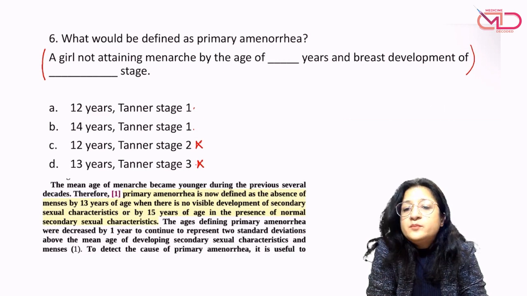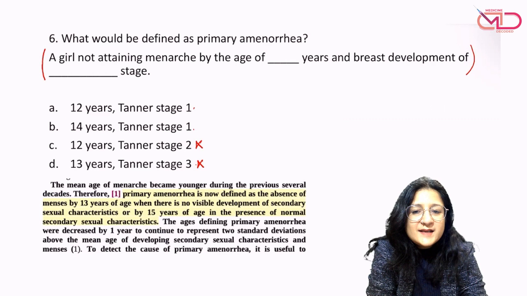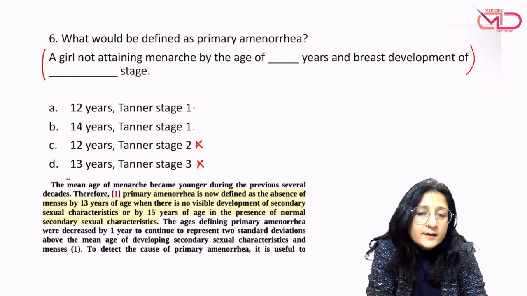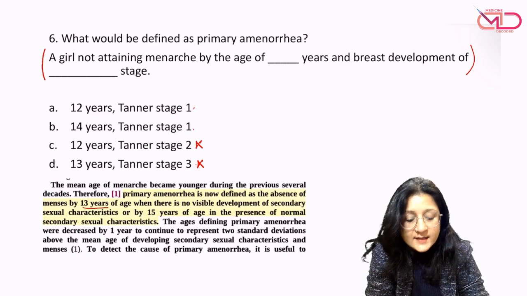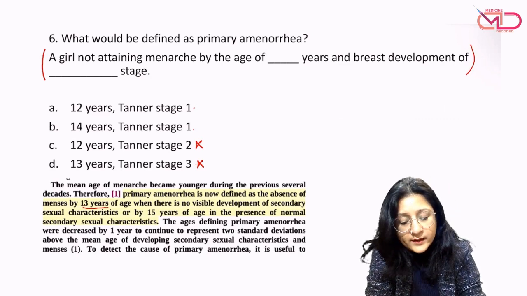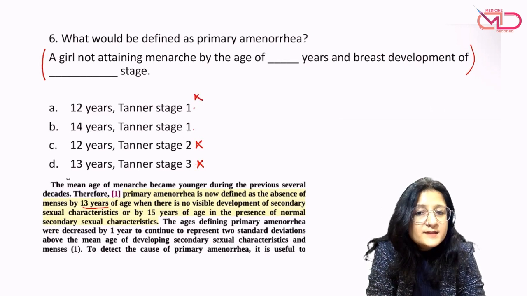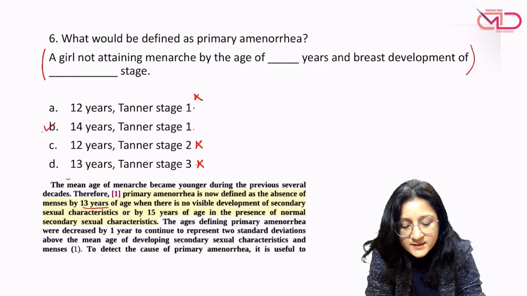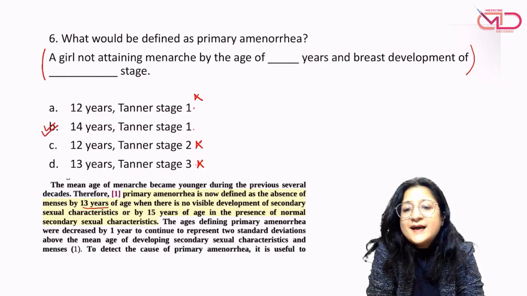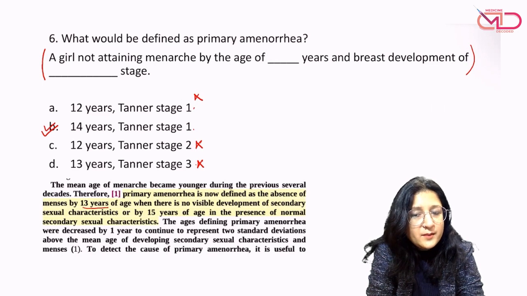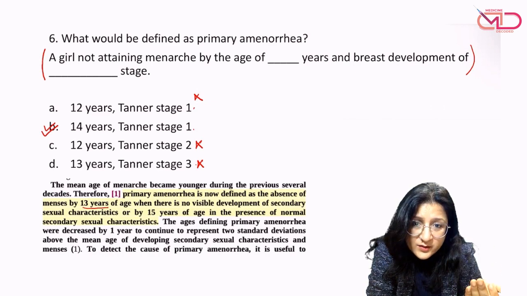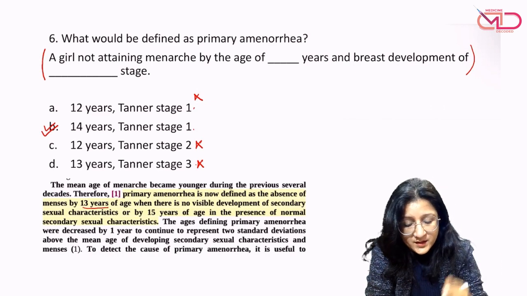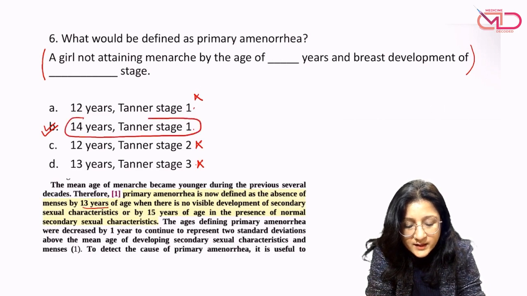Now, option number A and B. 12 years Tanner stage 1, 14 years Tanner stage 1, right? Now, if a young girl is 12 years of age and she has prepubertal breasts, I will not call it primary amenorrhea because the age is 13 years when I should be calling it primary amenorrhea. So, 12 years Tanner stage 1 is out. So, the closest that we have is option number B, 14 years Tanner stage 1. This would be defined as primary amenorrhea because she has crossed the cutoff threshold age of 13 and yet has no breast development. So 14 years Tanner stage 1 would be the correct answer.